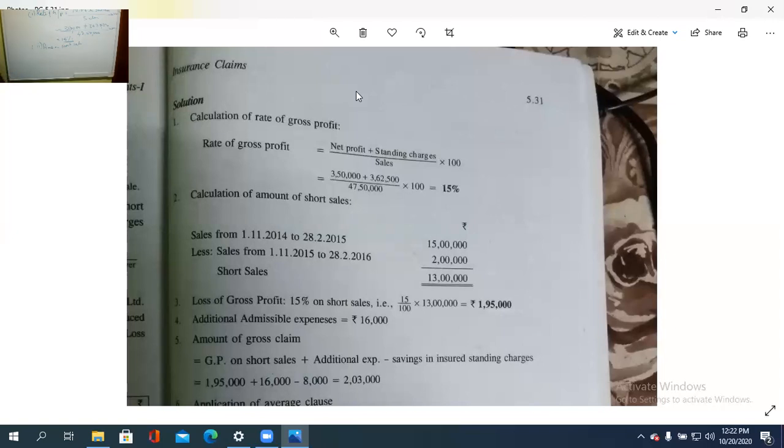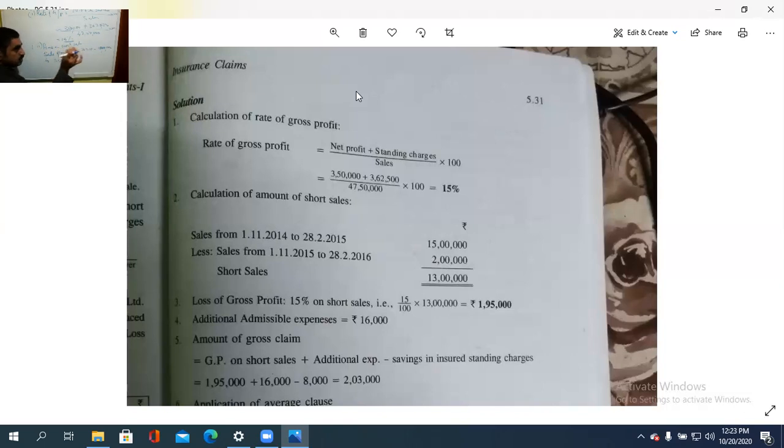അപ്പം നെറ്റ് എമൗണ്ട് കിട്ടും 15 ലക്ഷമാണ് ഷോർട്ട് സെയിൽ. So sale from, that is in the question, 1/11/15 till when 28/2/15, that is 13 lakh. Sorry, 15 lakh less short sale. എത്രയാണ്? Sale from 1/11/15, this is 14. 14 തൊട്ട് 15 വരെയുള്ളതാണ് 15 ലക്ഷം എന്ന് പറയുന്നത്.